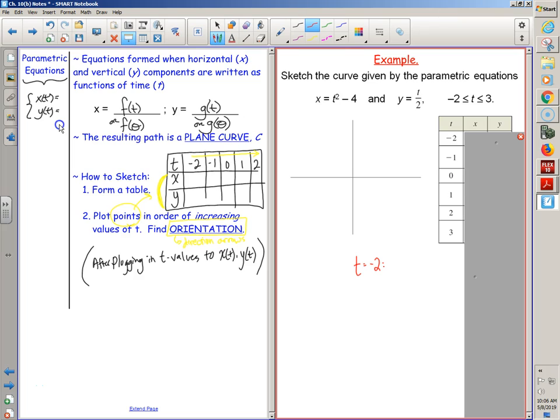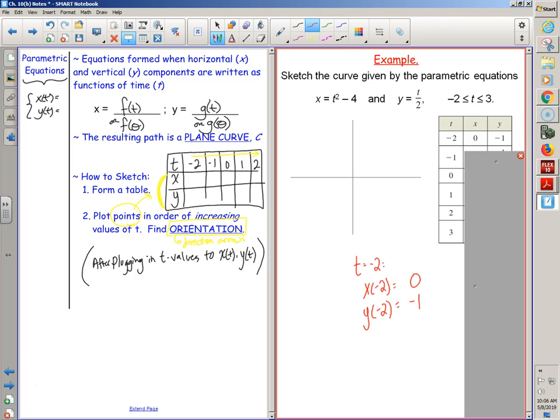Okay. But wouldn't we have to plug into x, -2? Wouldn't we have to plug into y, -2? Plugging into x, that'd be 4 minus 4, which is 0. Plugging in y, that'd be -2 over 2 is -1, right? So does it make sense why 0, -1 is in my table? Just plug it in, please. Get out x, get out y.